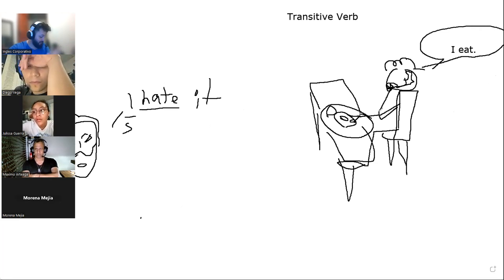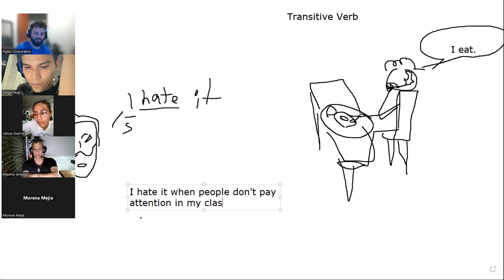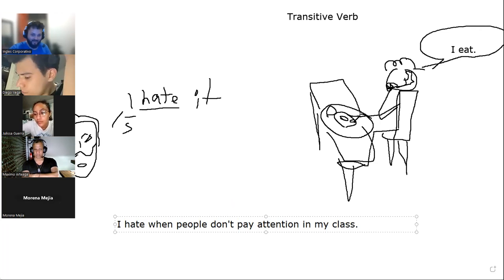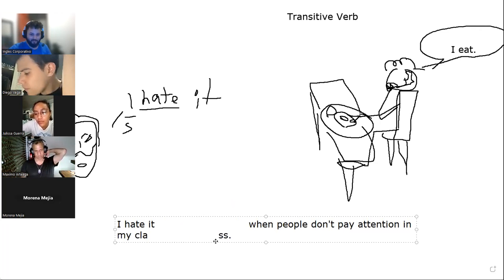You can continue with a relative clause, right? I hate it. Hate it when people don't pay attention in my class, right? I could say something like that. It's just an example. But you need to say, I hate it when, not I hate when people. I hate it when people don't pay attention in my class. Does that make sense?